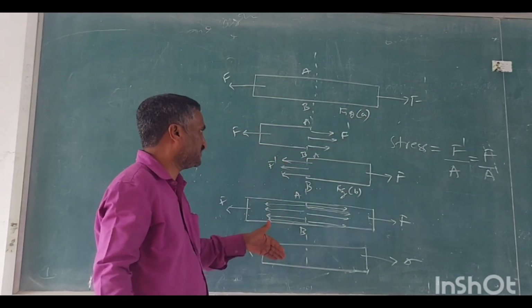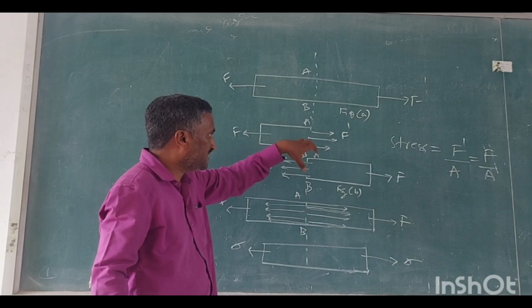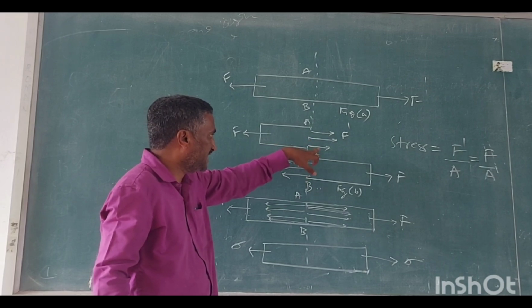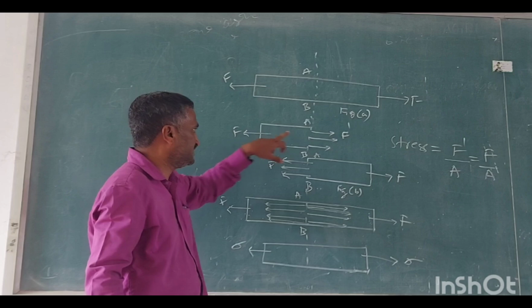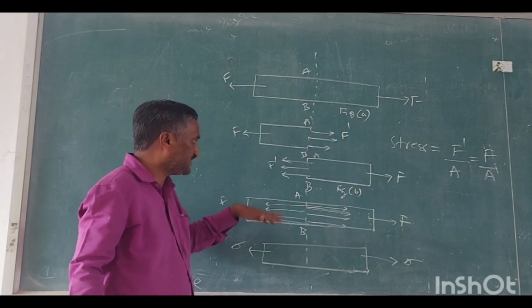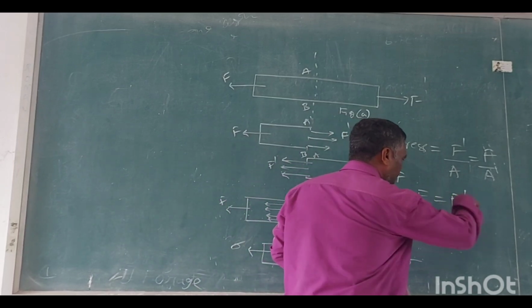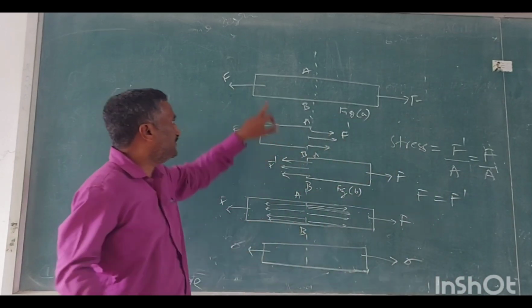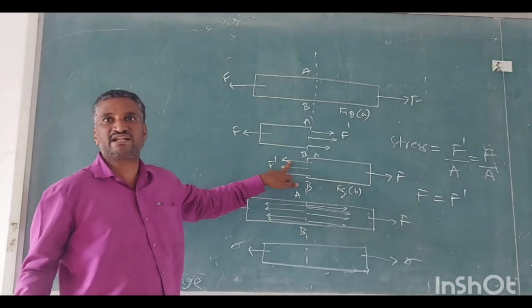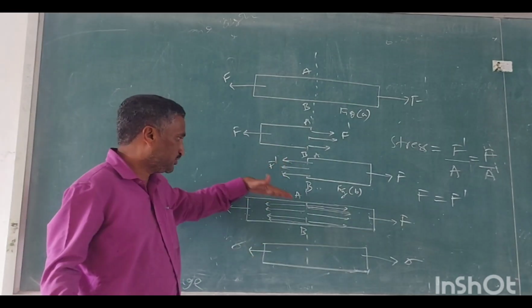But if you cut the section, with the load applied, naturally the internal resistance will get set up inside the body. That is exactly opposite to the applied force. That is F dash, so you take it as F dash. Usually when you come to the equilibrium condition, F dash will be equal to F. F is the applied load and F dash is the internal resistance set up in the body. Both are equal in the equilibrium condition.